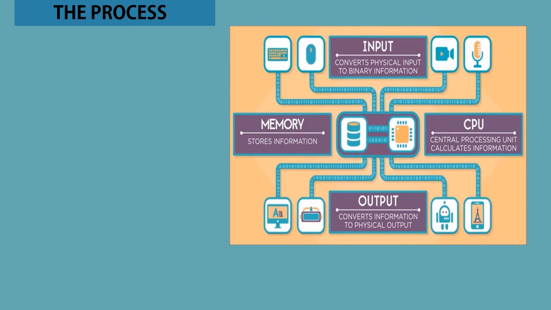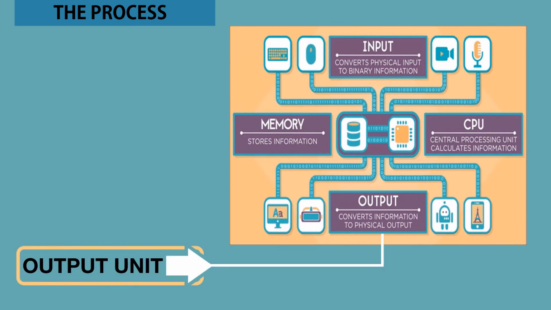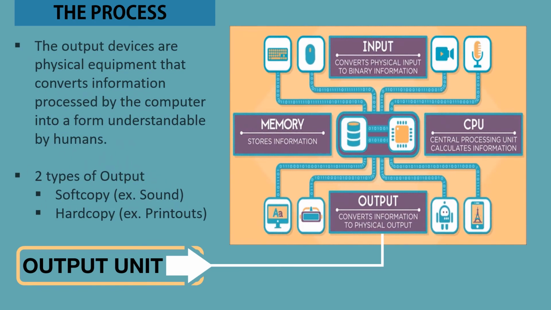Okay, now we go to the last component of the computer system, which is the output unit. The output unit converts information to physical output. So that is the task of the output unit. Output devices are physical equipment that convert information processed by the computer into a form understandable by humans. The final output is done by the output unit, wherein the processed data is converted into information which is understandable by humans.